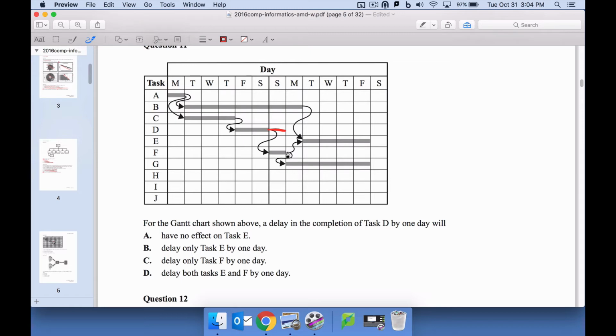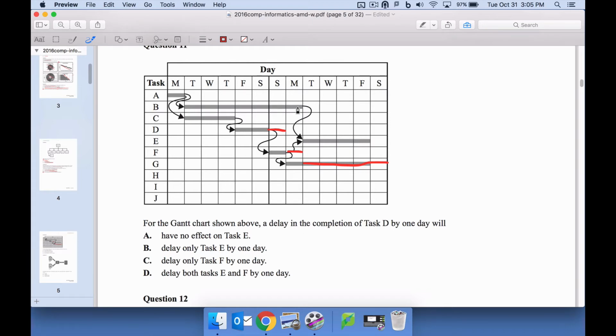Meaning this F needs to now start a day later. There's also a dependency here between G. G can't start before F. So that means G has to start from here and will be pushed to an extra day also. What about E? E has a dependency on F.